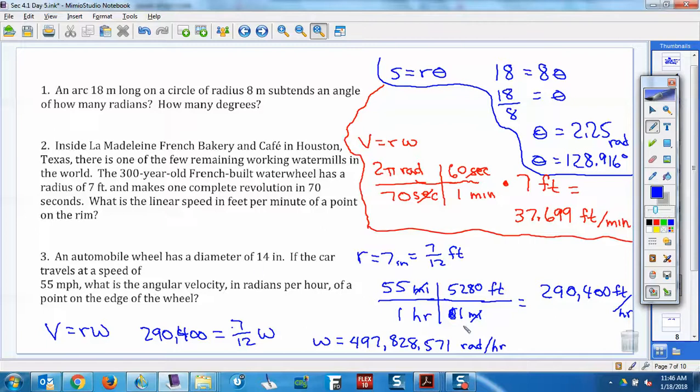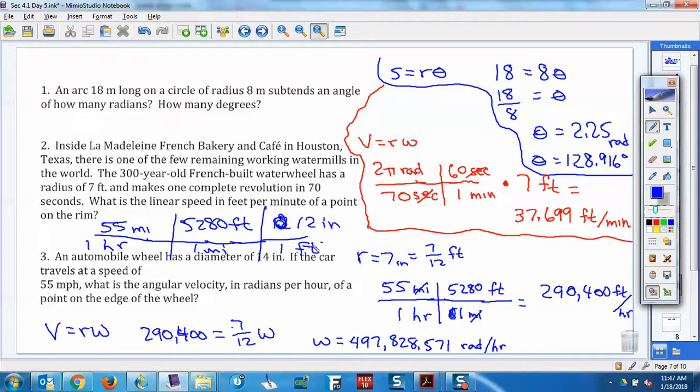It might have made more sense if I'd finished this out. If I'd gone 55 miles per hour, and then done 5,280 feet in 1 mile, and this is just getting my units to match, and then 1 foot is 12 inches. Okay, now feet cancel feet, miles cancel miles. And so it might have been better to get this number in inches per hour. Okay, somebody do that for me.